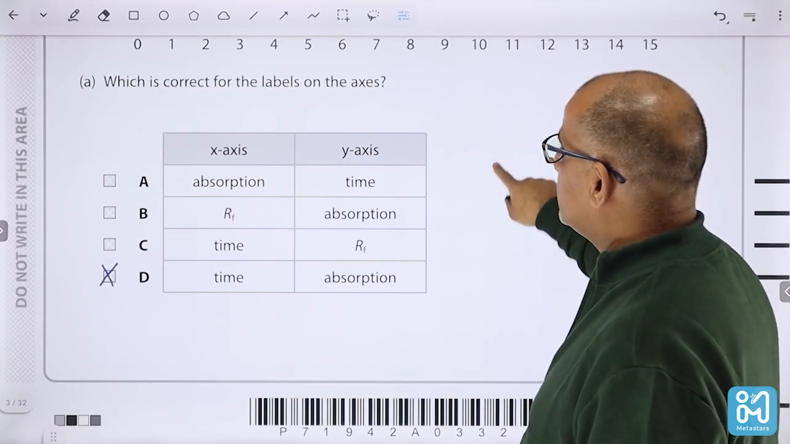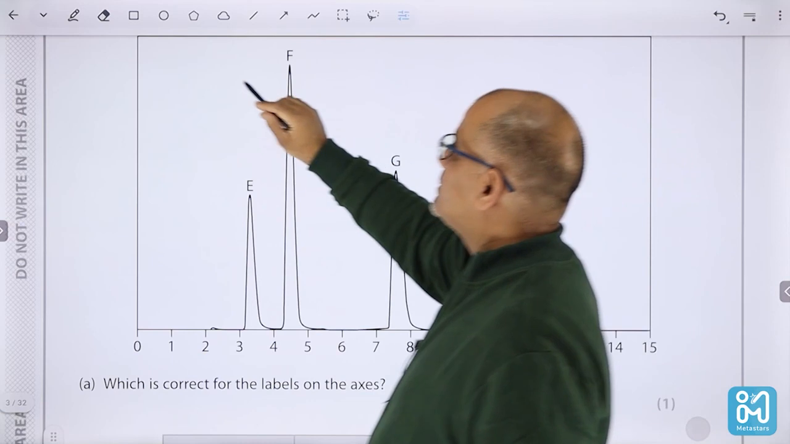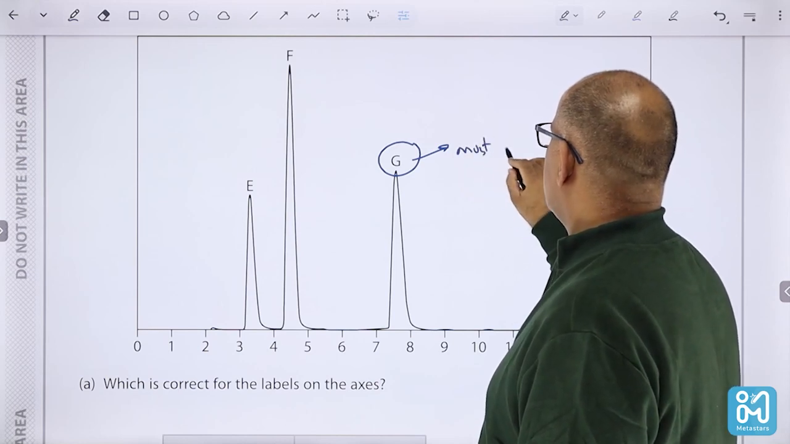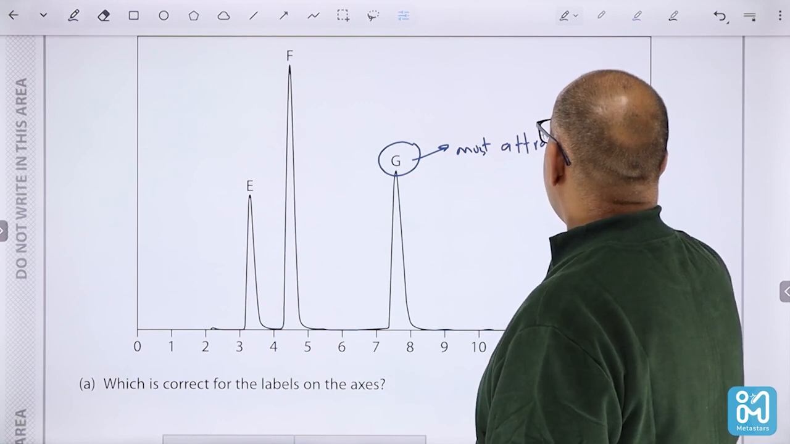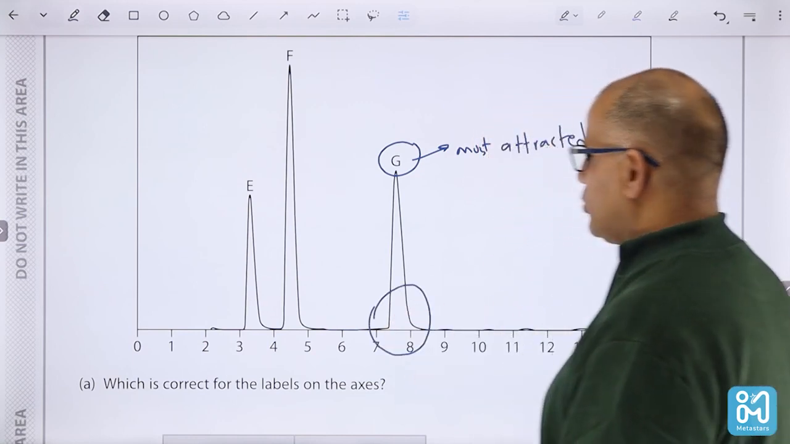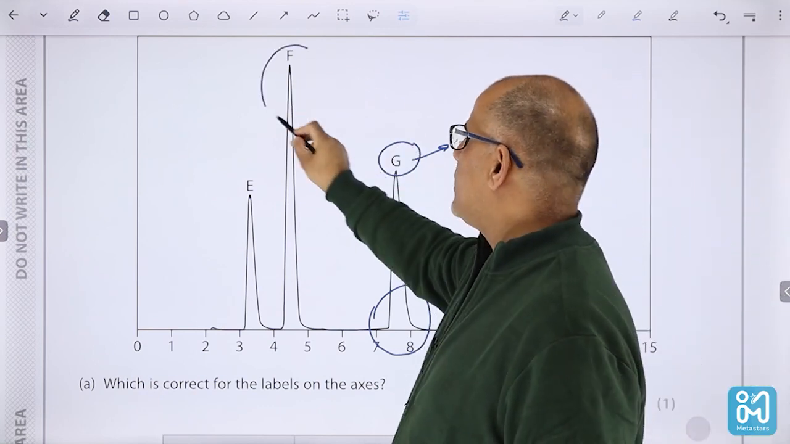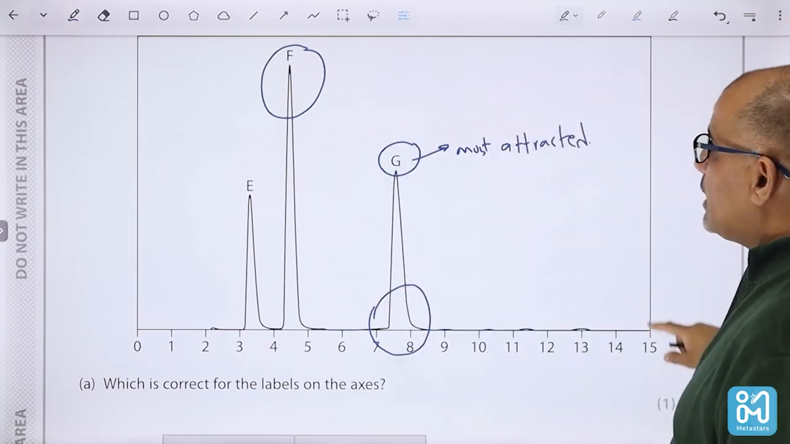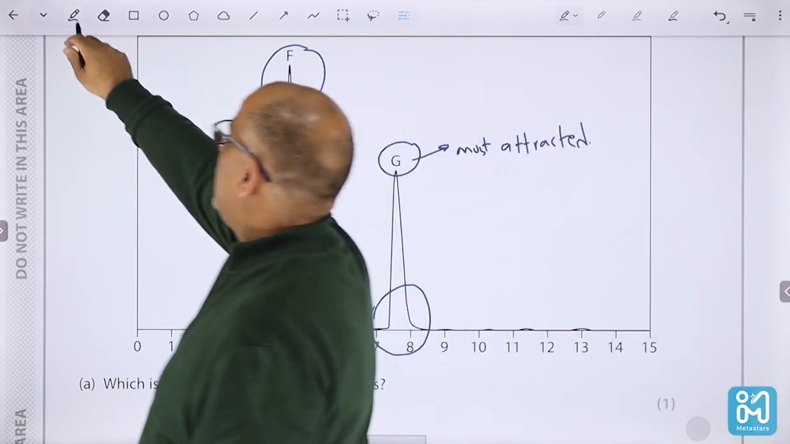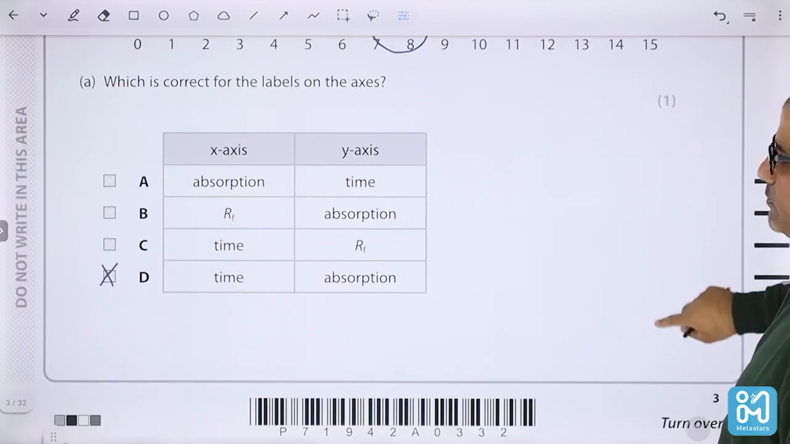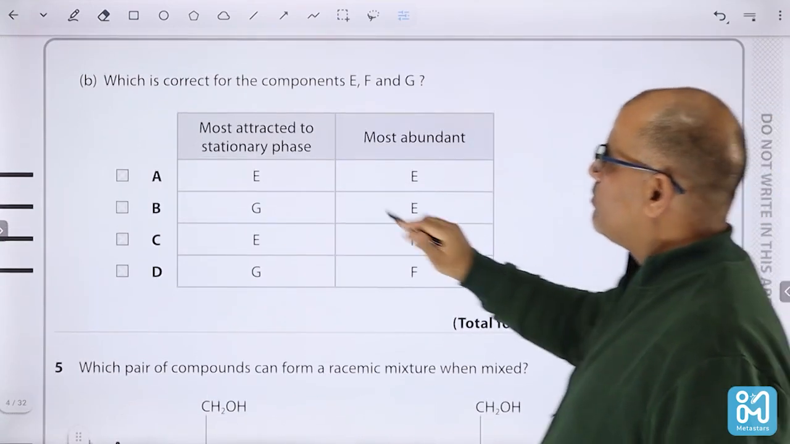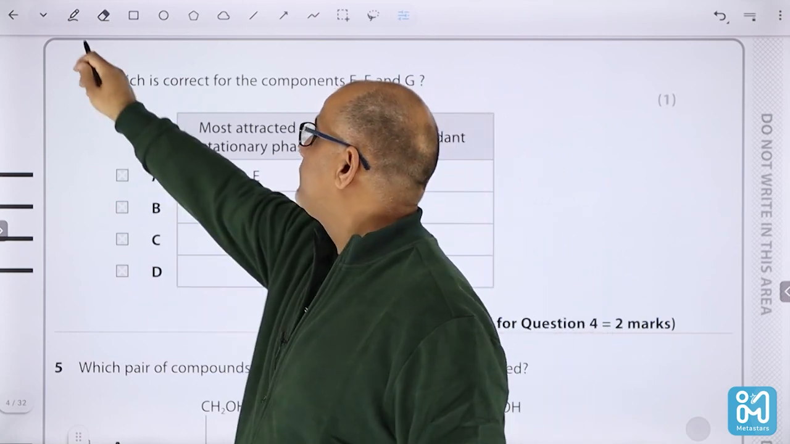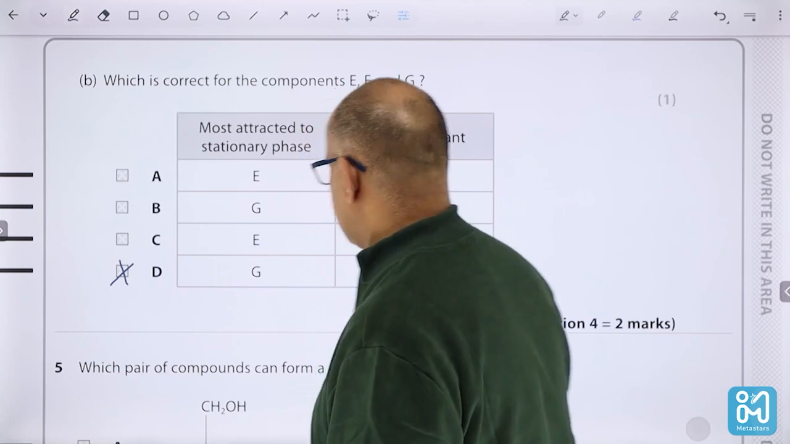If you return back, you will see that G is the one that is most attracted to the stationary phase. We know that from its highest retention time. And you will see that the peak with the higher absorbance is F. So the most attracted one is G, and the most abundant is F. So D is the correct answer.